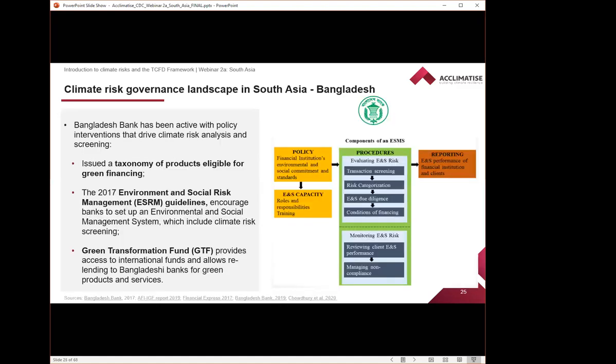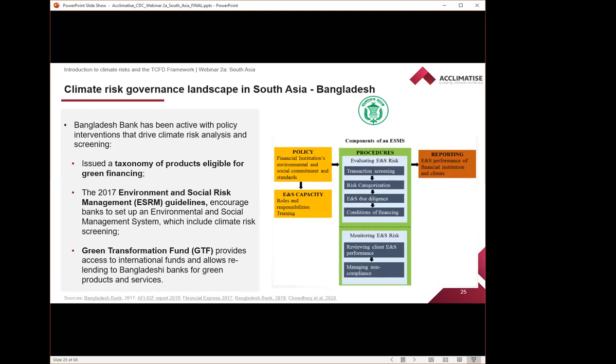Next slide, please. I think because we are disaster prone, there is already a sort of climate risk governance landscape. It doesn't cover climate very explicitly. It does in some respects, but not entirely. Let's get into one example, the example of Bangladesh.